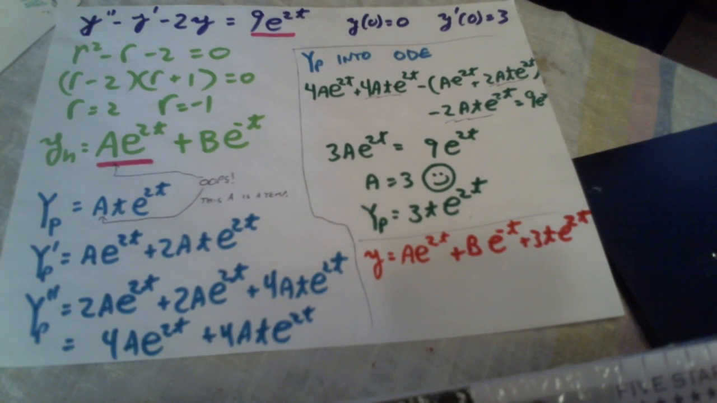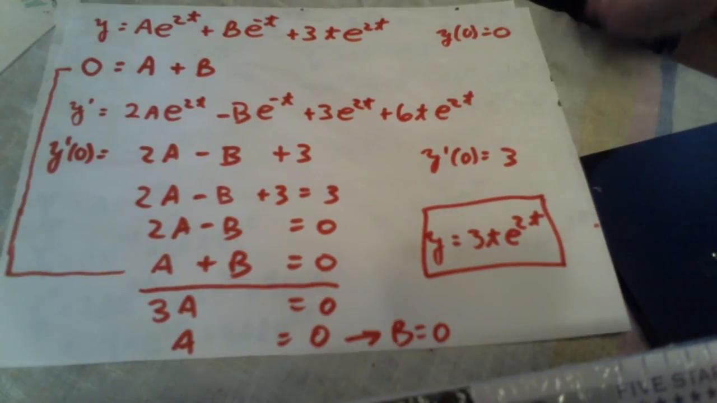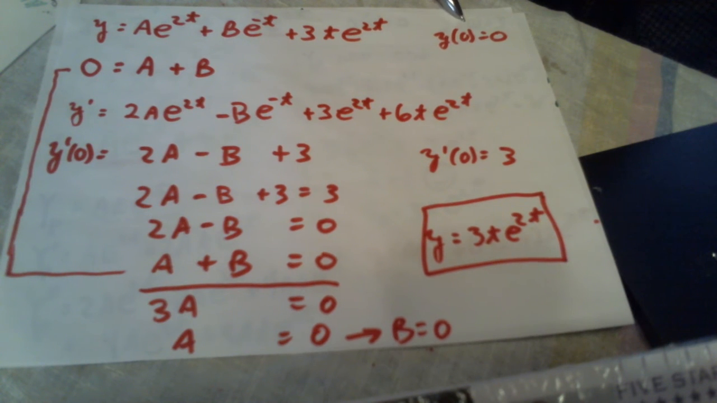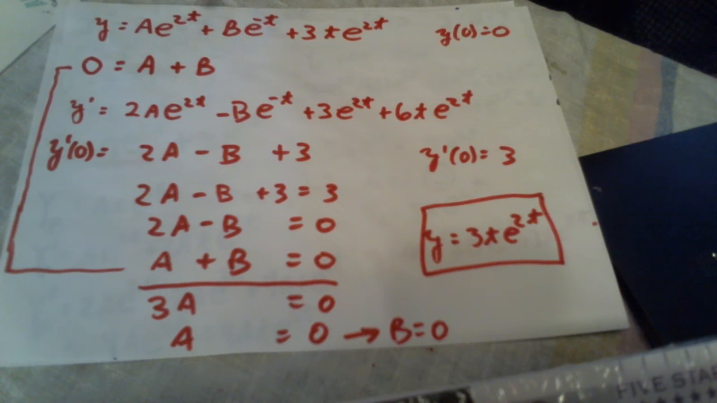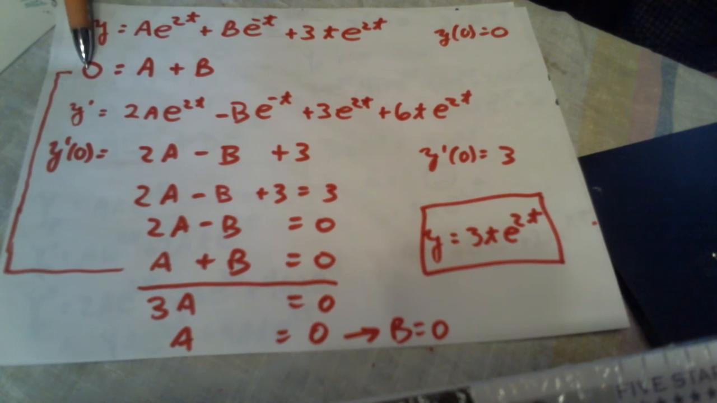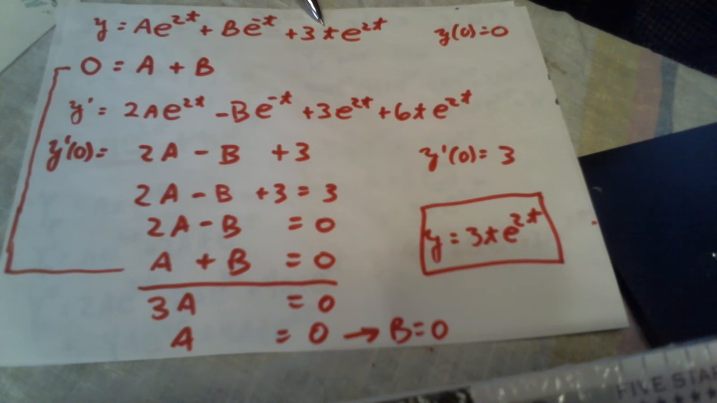And now we're going to solve for the specific solution. So all I've done is rewrite the general solution, and we're going to use y of 0 equals 0 first. Well, putting in a 0 for each t gives me a plus b equals 0, because y of 0 is 0: a times 1, b times 1, 3 times 0, it's gone. So a plus b equals 0.